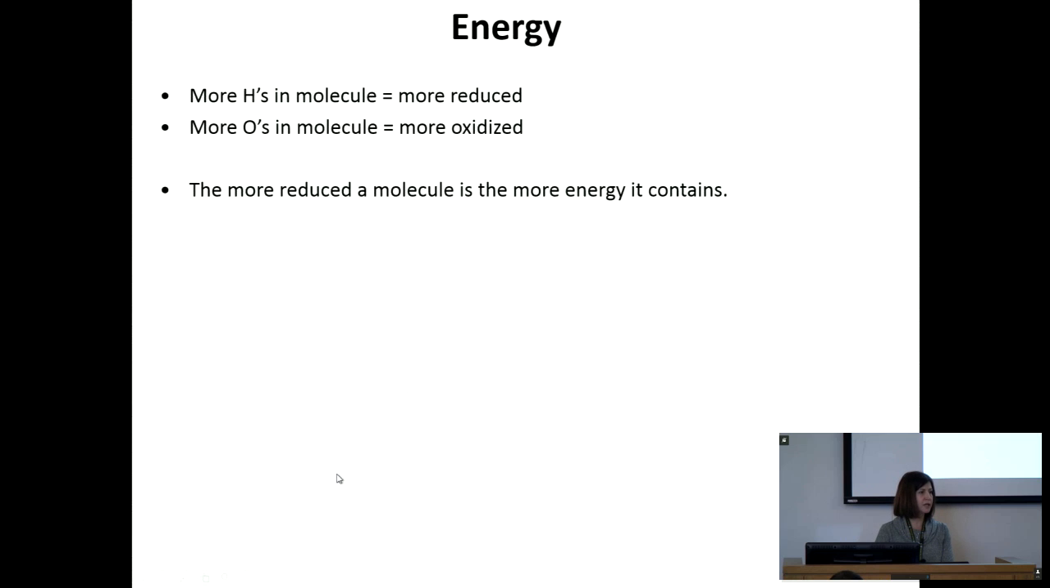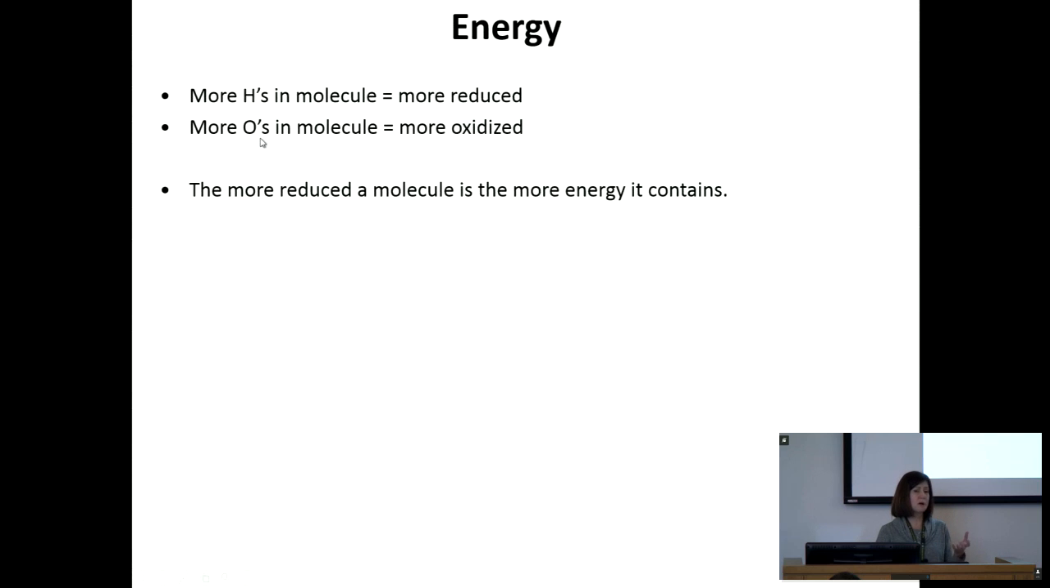Think about eating carbohydrates and fats. You would know this if you were alive during the 80s and 90s. But during the 80s and 90s, we were told to eat only carbohydrates, no fats, because the carbohydrates are more oxidized. So we're not going to get as many calories from our carbohydrates. So we were told to stay away from fats. How did that work out? Not so well, right?